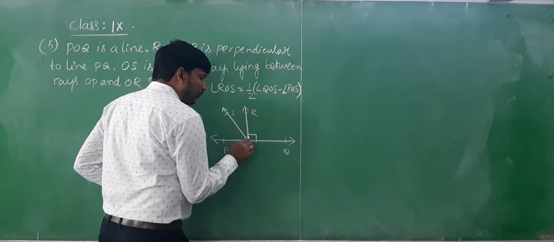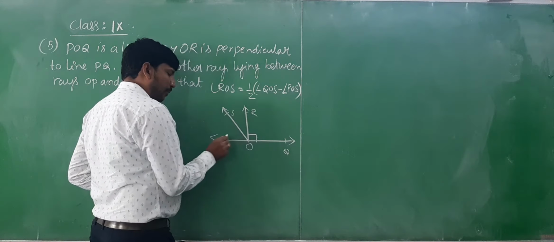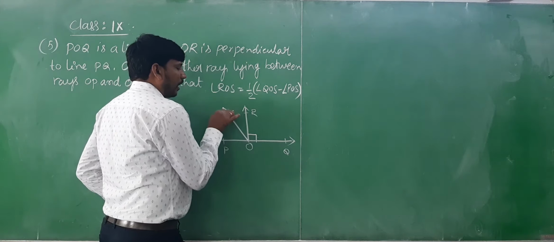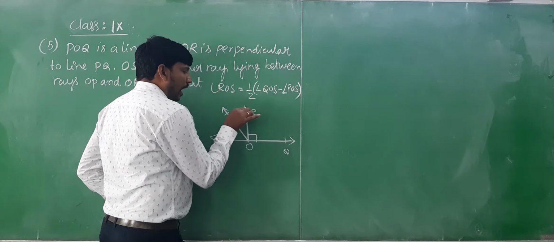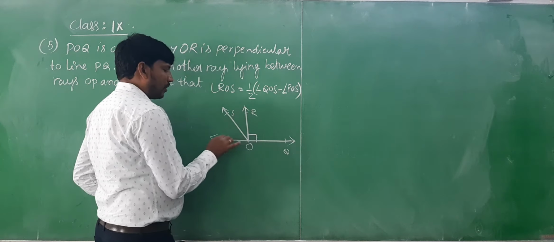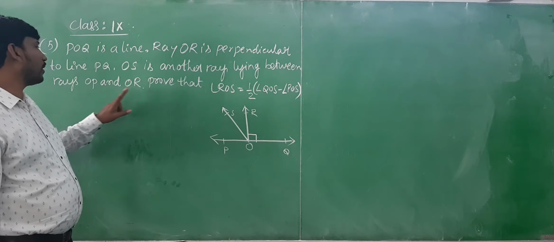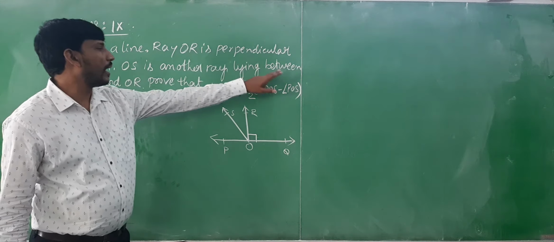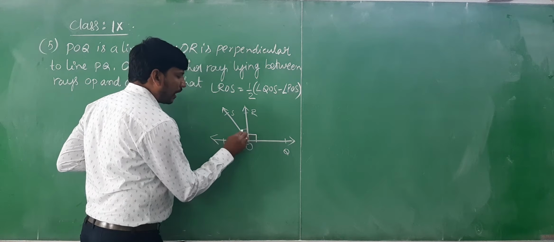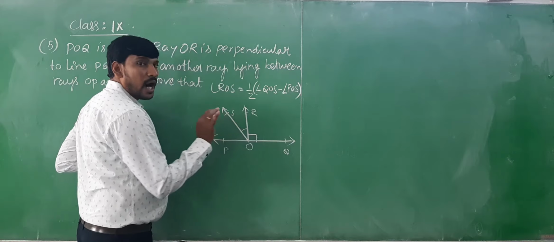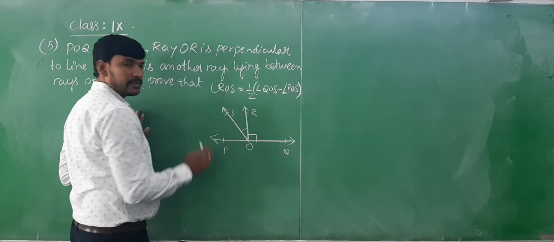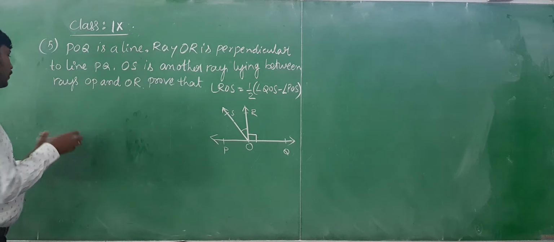So ROQ is equal to ROP, both are 90 degrees, and OS is a ray which is between OP and OR. OS is another ray lying between OP and OR. We need to prove that angle ROS is equal to half of QOS minus POS. Clear, children? Now, solution.